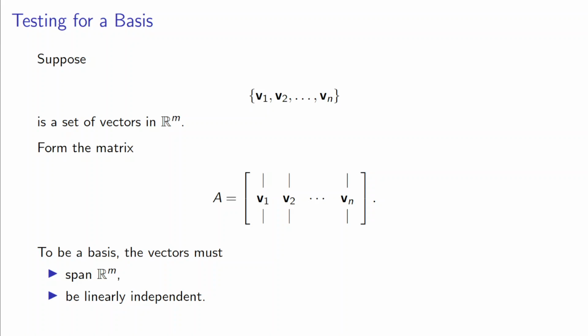Now, we have looked into checking for these things individually in previous sections in the course and previous videos, but there are some quicker checks for a basis that don't necessarily require you to go through all the steps that you might if you were individually checking for spanning and linear independence. And the first thing we might do is form the matrix whose columns are given by those vectors.